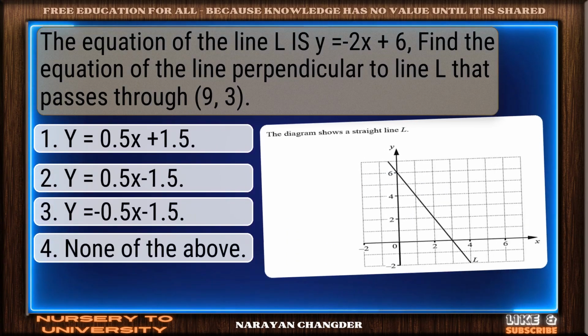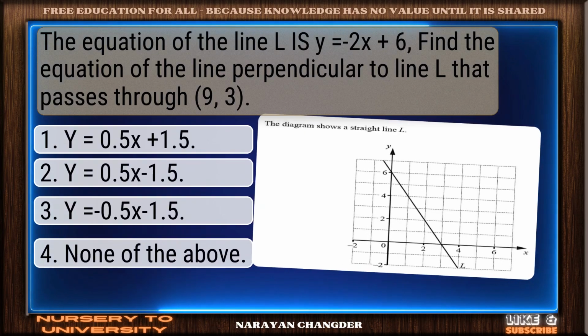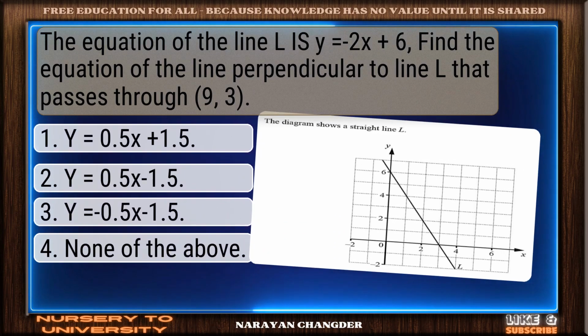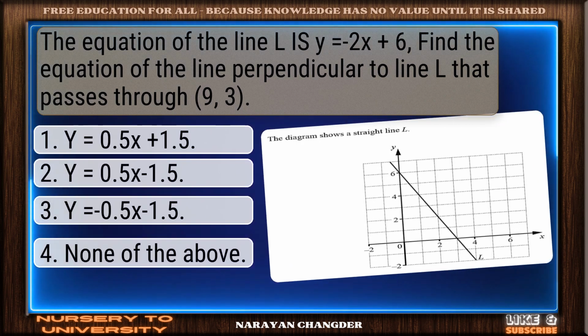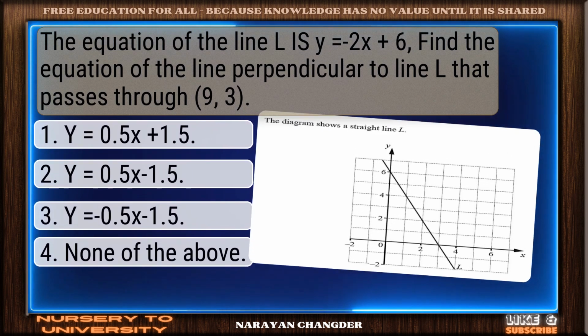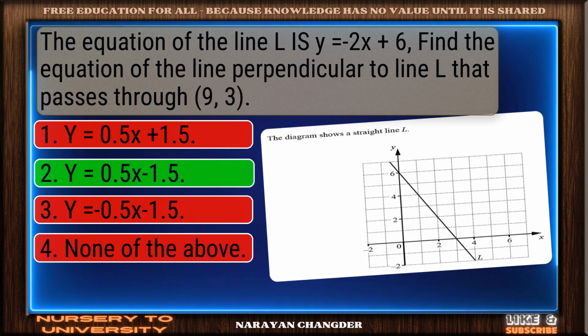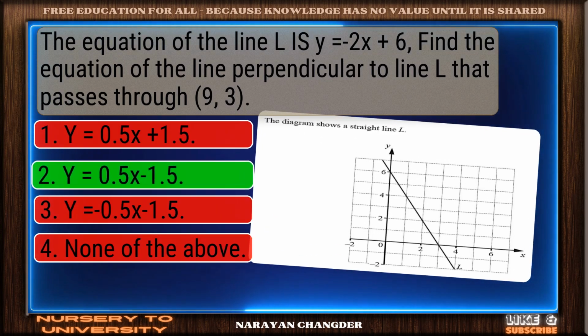Question number 2. The equation of the line L is y equal to 2x plus 6. Find the equation of the line perpendicular to line L that passes through. Right again. Y equal to x plus 1.5 is a valid answer.